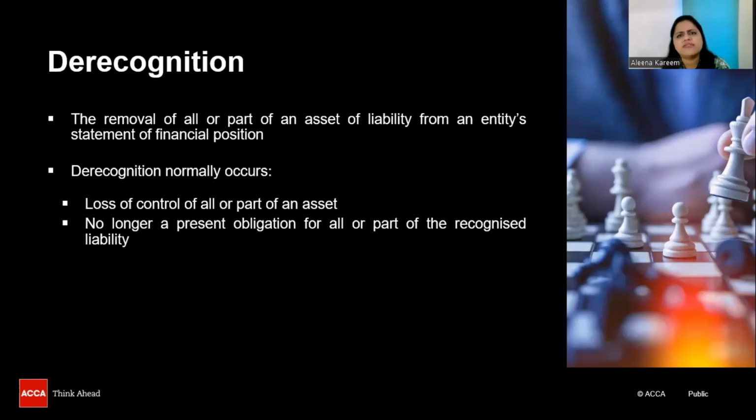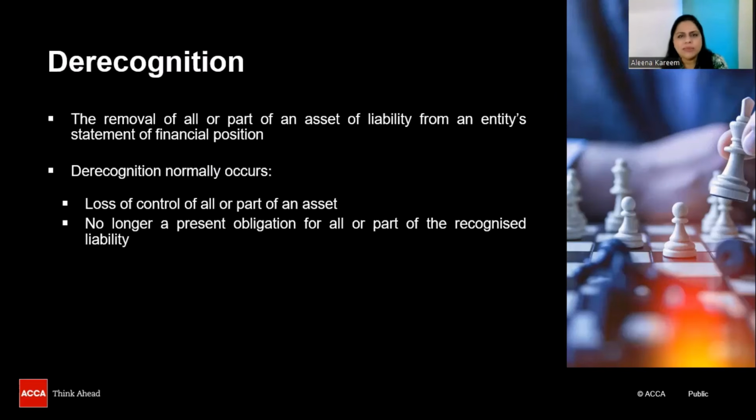This can be used, in fact, for a simple trade receivable also. So till the time I have a right to receive the money from another receivable, it is going to be shown as my asset. The day the person pays the money, now I no longer have a receivable. So that needs to be derecognized.